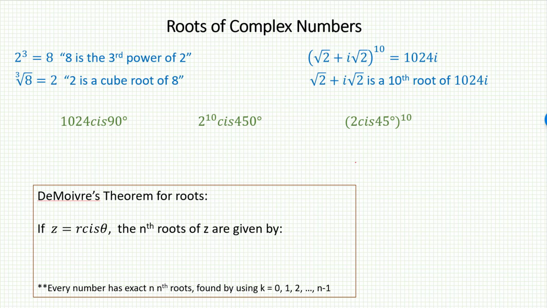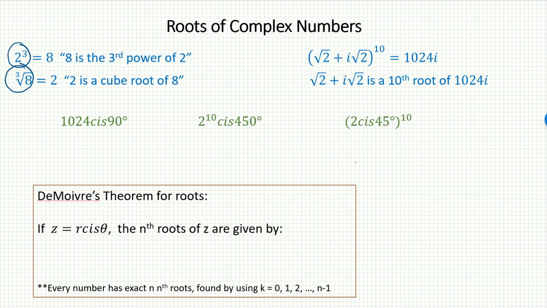Roots of complex numbers. When I write down 2 to the third, I mean 2 times 2 times 2, which of course is 8. We can say 8 is the third power of 2. When I write the cube root of 8, I mean tell me what number I would have to multiply 3 of in order to obtain 8. Well, of course, that would be 2. 2 times 2 times 2 is 8. We say 2 is a cube root of 8.